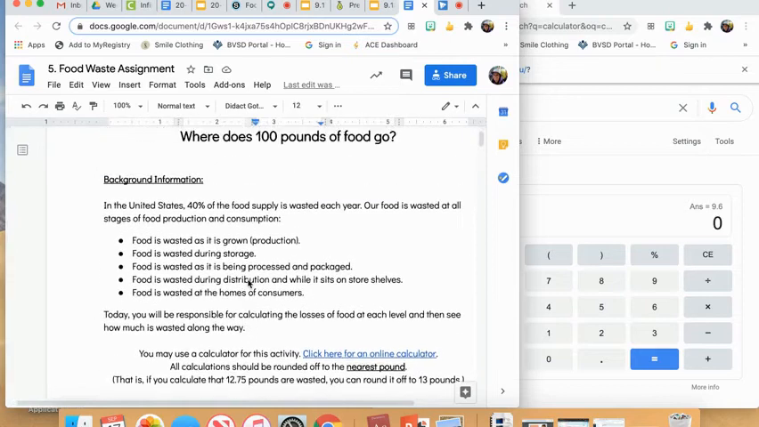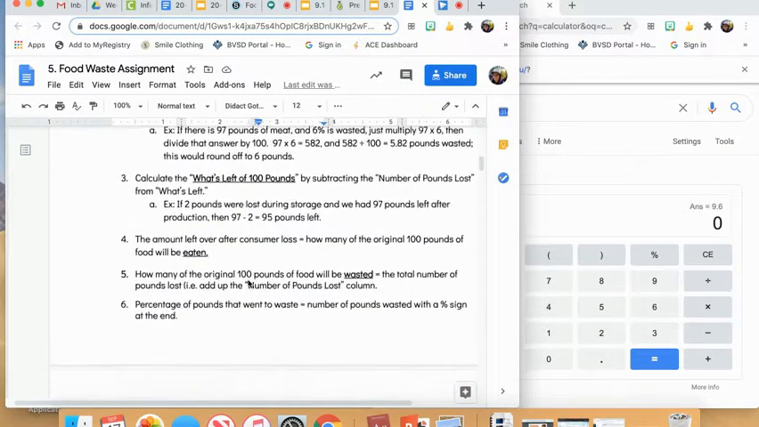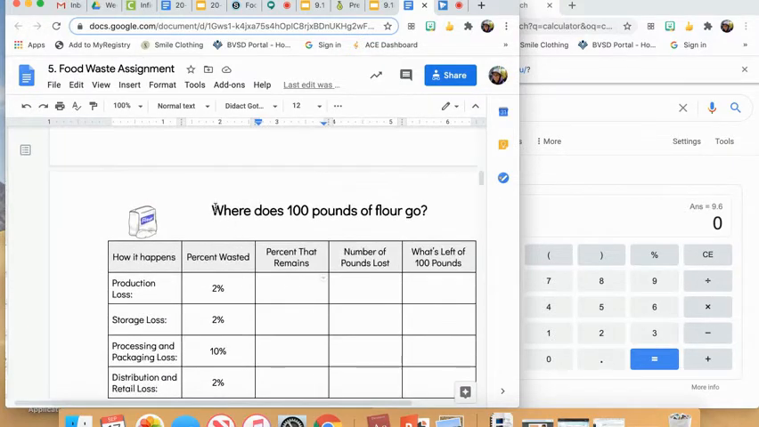All right, so for the assignment, you are responsible for calculating the losses of food at different levels and then seeing how much is wasted along the way. So to show you how this works, I'm going to walk you through the first one here, which is where does 100 pounds of flour go?